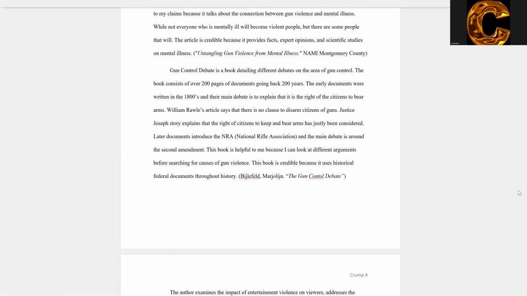Later documents introduced the NRA, National Rifle Association. The main debate is around the Second Amendment. This book is helpful to me because I can look at different arguments before searching causes of gun violence. This book is credible because it uses historical federal documents throughout history.